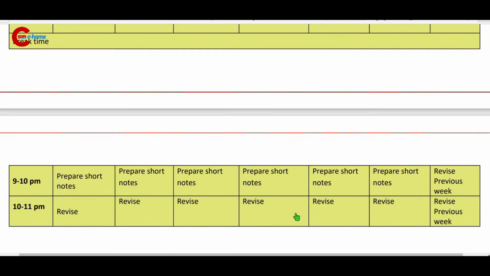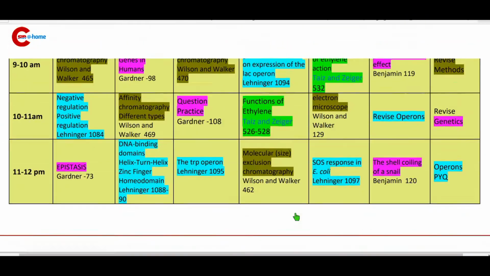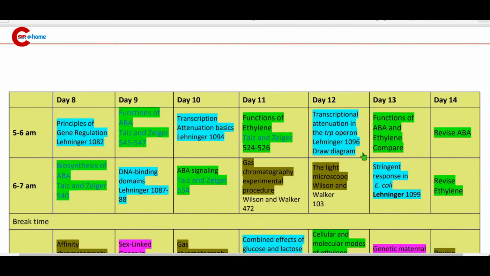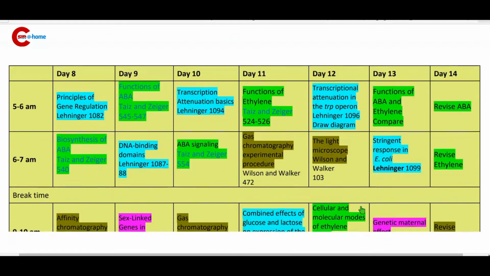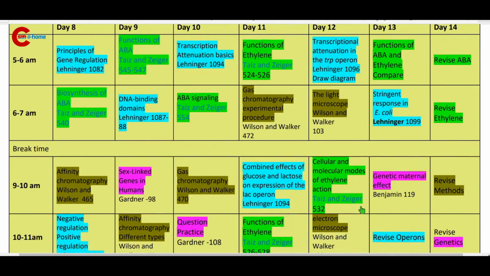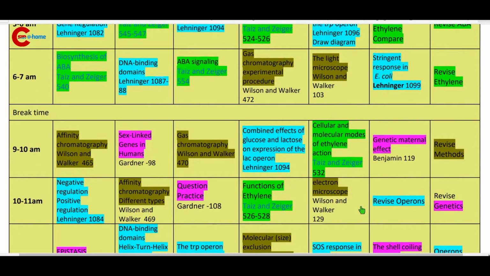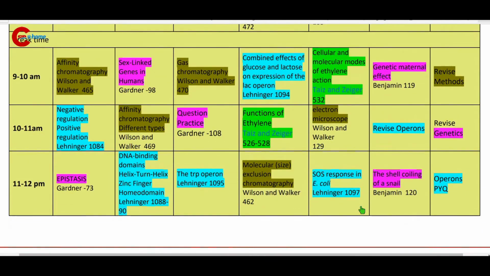Then day 12 morning, study transcriptional attenuation in the trp operon. 6 to 7 a.m. study light microscope, that is methods. Then 9 to 10 a.m. study cellular and molecular modes of ethylene action. 10 to 11 a.m. electron microscope. 11 to 12 p.m. study SOS response in Escherichia coli.